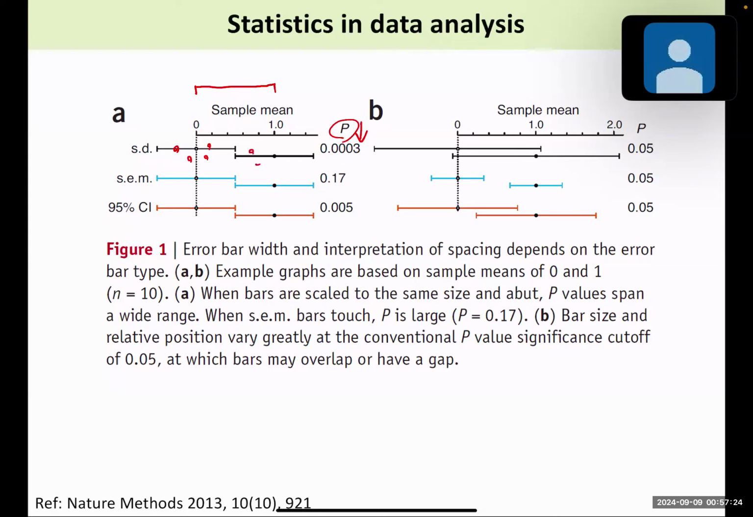And then these values will be the mean, and then the error bar means how the samples are distributed.